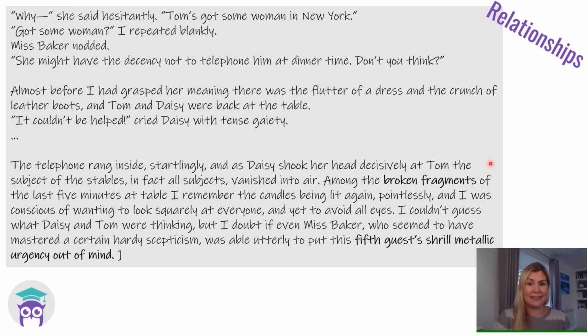And the reason it is is because of the fifth guest's "shrill metallic urgency." What a spectacular metaphor. The fifth guest is obviously Myrtle, Tom's mistress. The shrill metallic urgency, it's the sound of that ringing, that abstract noun, urgency. It's Myrtle's urgency. It's her need for Tom that has become this fifth guest at the dinner table, something that for Jordan is totally commonplace.